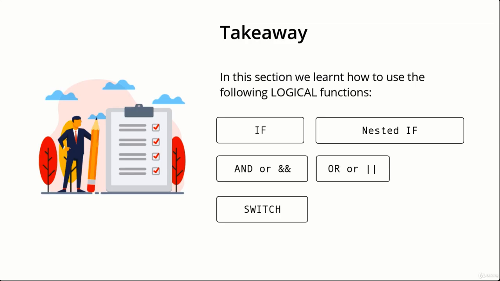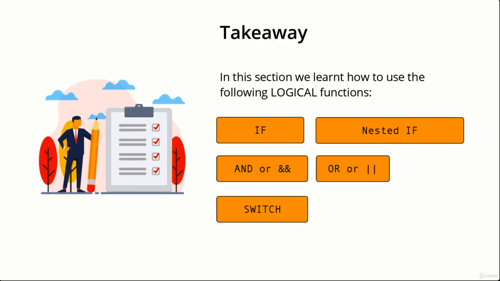In this section, we learnt how to use the following logical functions. If checks a condition if it's true or false and returns the value accordingly. Nested if, one if inside another to check multiple conditions. And function checks if all the arguments provided are true. Or function checks if at least one of the arguments provided is true. And switch evaluates an expression against a list of values and returns one of many possible results.